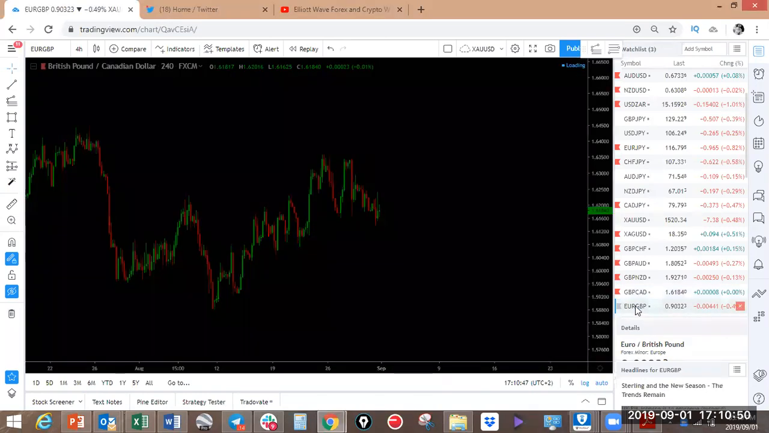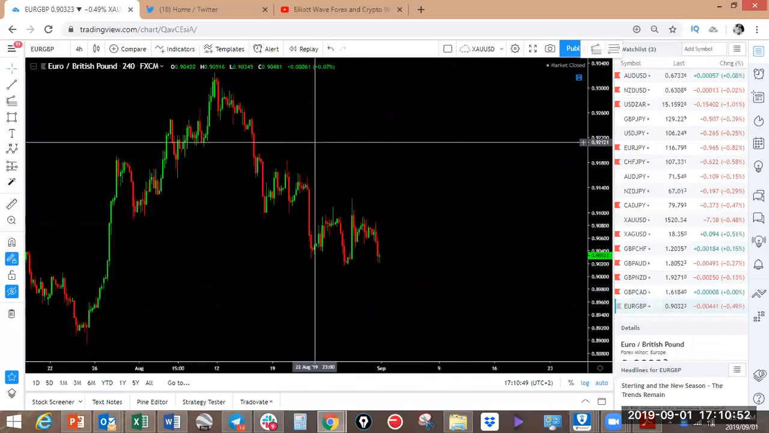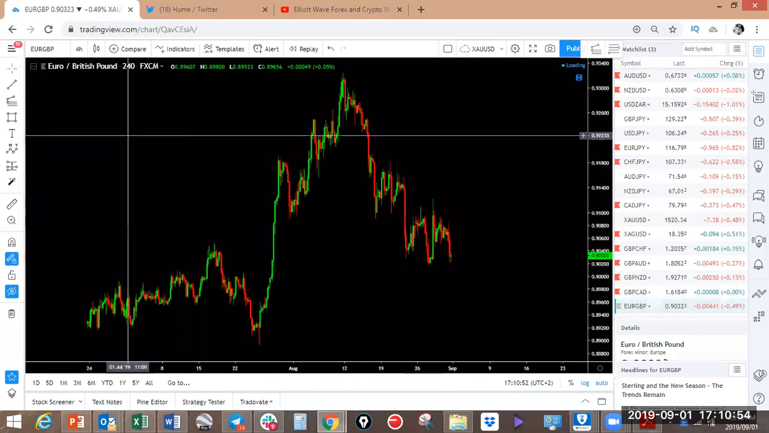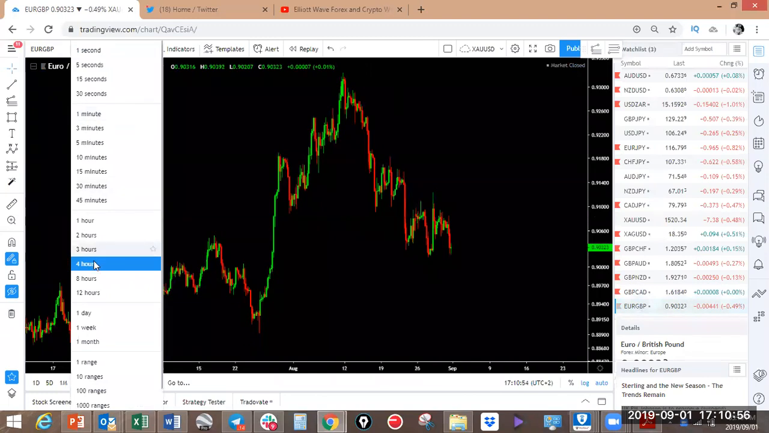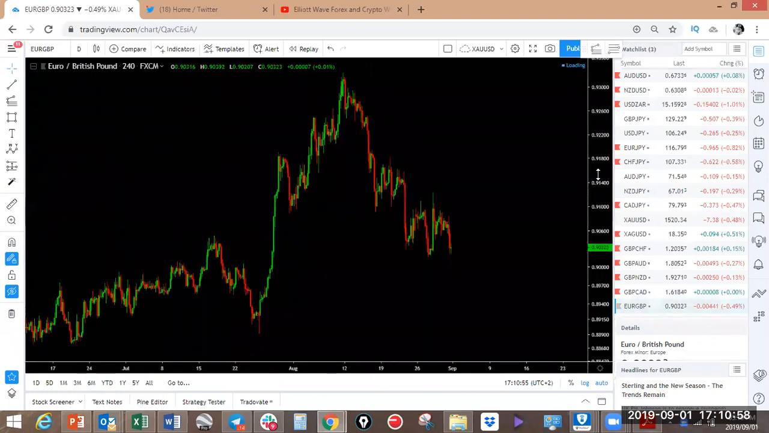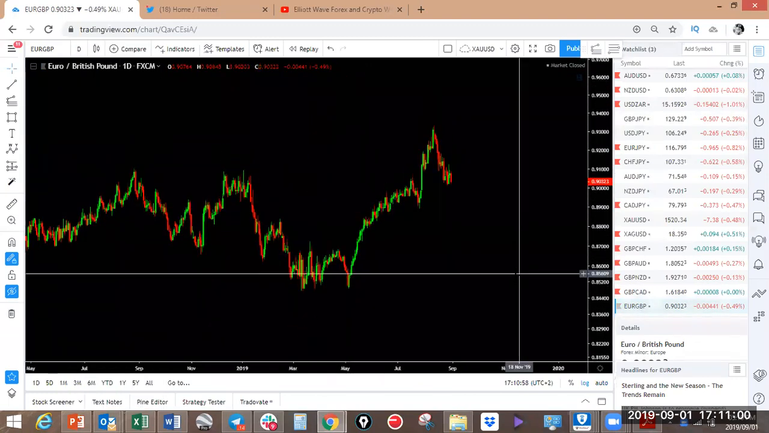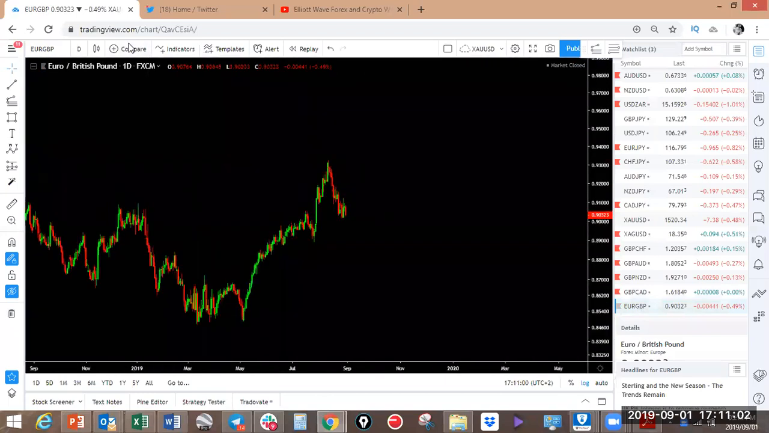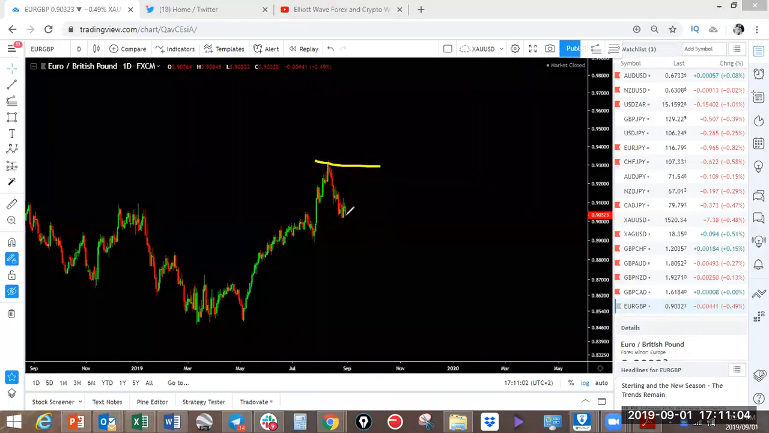Euro pound. So euro pound has dropped from the level that we wanted it to drop from. If you look on the daily, you've got a clear impulsive move here, and you're looking for this to correct. Get a clear corrective structure here and the drop here.